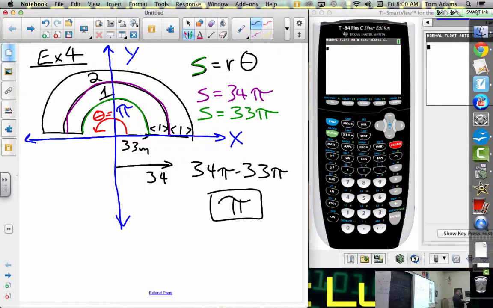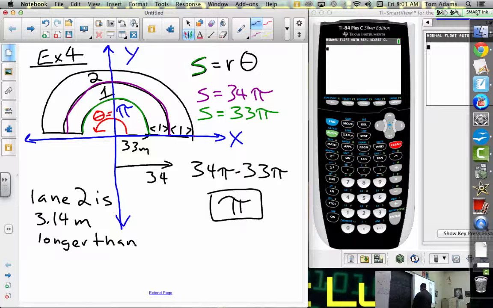So now what does that tell you? How much longer is lane 2 than lane 1? 3.14 meters, right? So if I were to write this in regular English, I would say lane 2 is 3.14 meters longer than lane 1. Does that make sense?